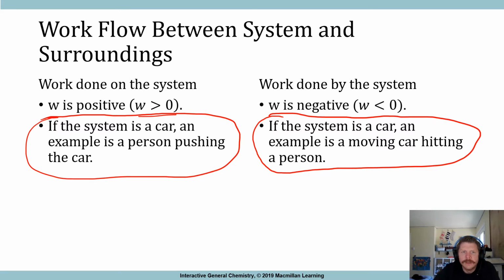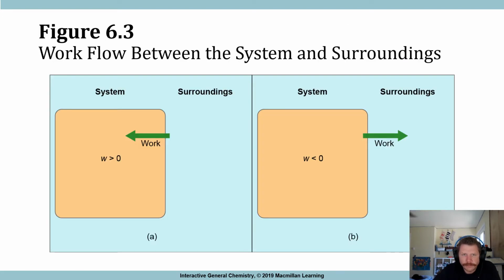The key here is your system is the car. Either that car is doing something to the outside or something from the outside is being done to that car. So the workflow between the system and its surroundings: here we've got our surroundings indicated in blue, and then we've got our, I guess that's like a manila envelope colored system. In this case, work is being done onto that system, hence W is greater than 0. The opposite, W is less than 0 when work is being done on the surroundings from that system.